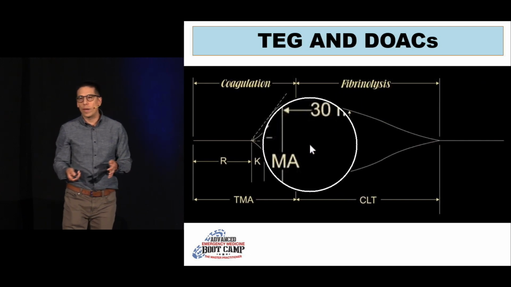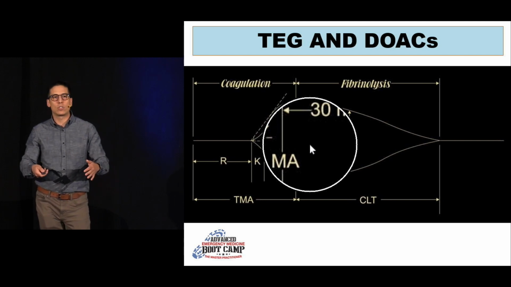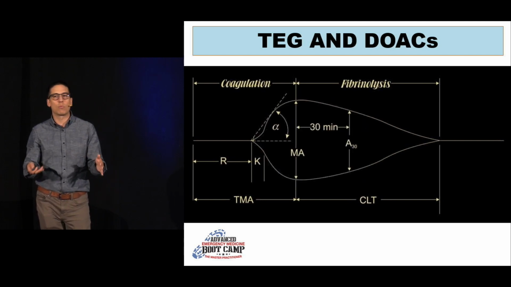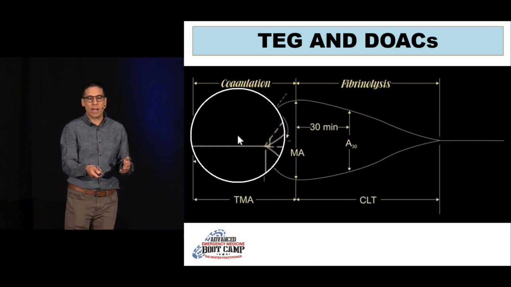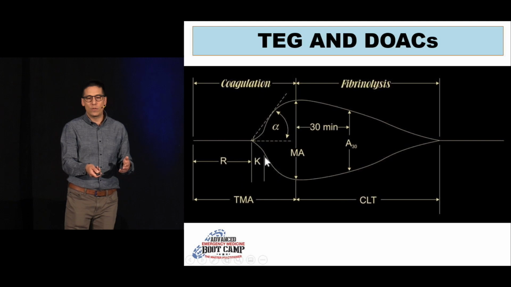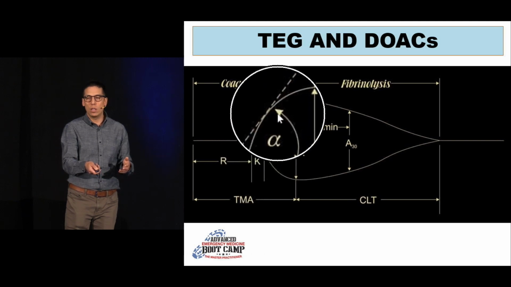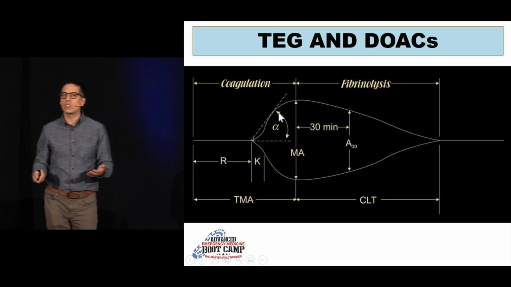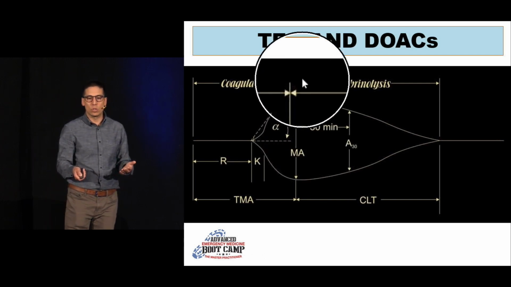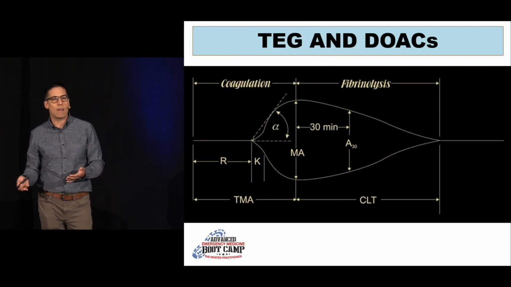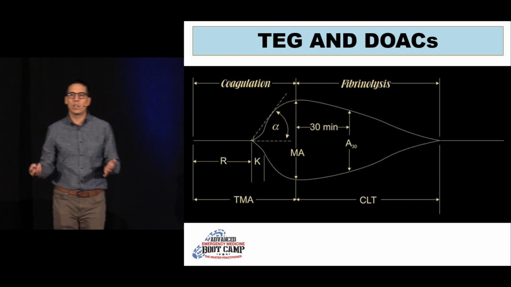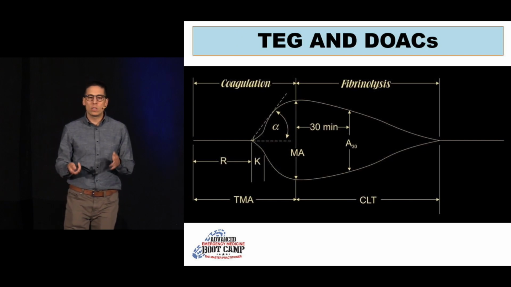And what's really cool about this is each of these things corresponds to the need for a particular blood product or factor, okay? So if your R time's really long, this is a factor problem, right? If your K is long or your angle is low, that's a problem of clot amplification, so you need cryoprecipitate, you need fibrinogen. If your max amplitude is low, that's a platelet problem. So maybe you're on aspirin, or maybe you're on aspirin and Plavix, right? Or maybe you just don't have enough platelets. So this is really, really helpful.